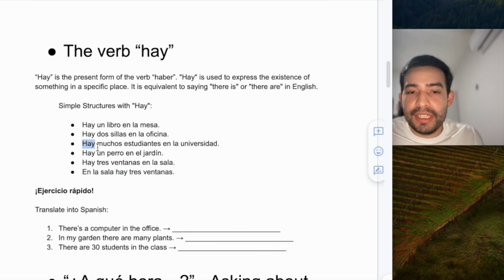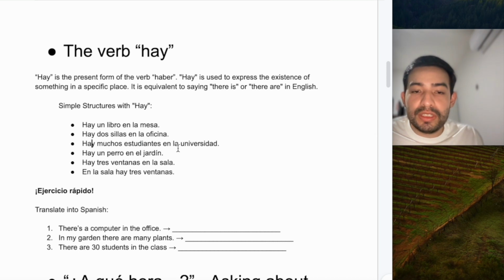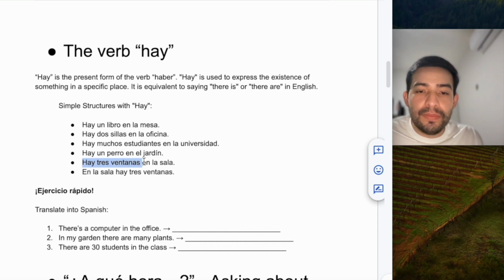I'll just read and translate these sentences now so you can have more vocabulary, hopefully. Hay muchos estudiantes en la universidad, which means there are a lot of students at university, in the university, right? Hay un perro en el jardín. There is a dog in the garden. Hay tres ventanas. There are three windows. En la sala, in the living room.